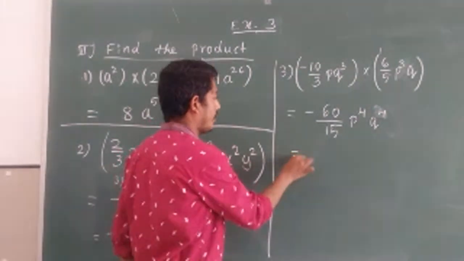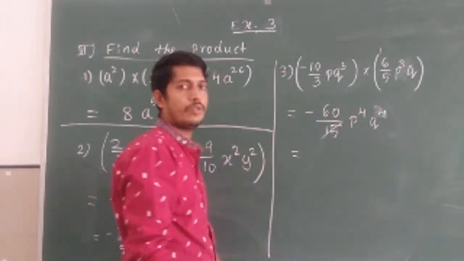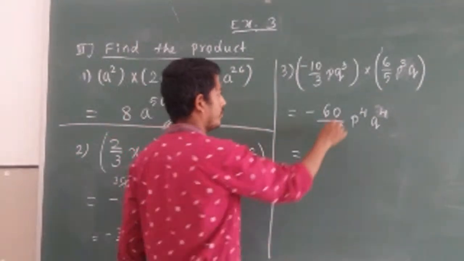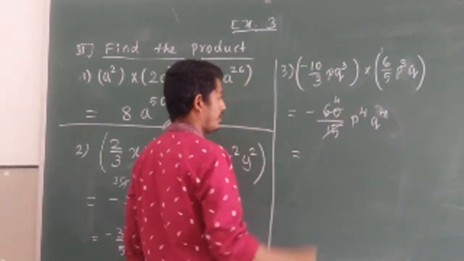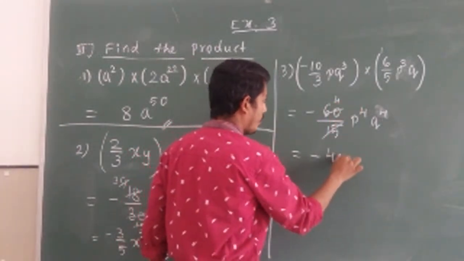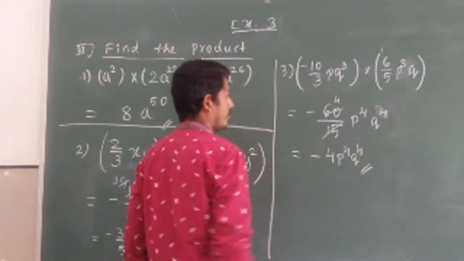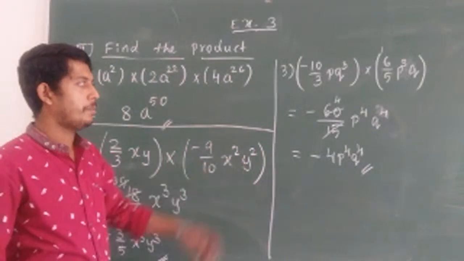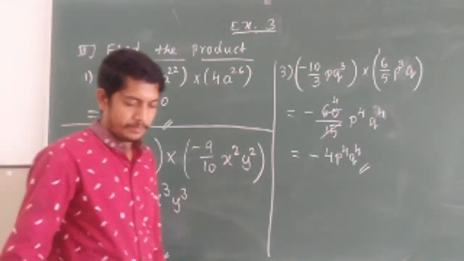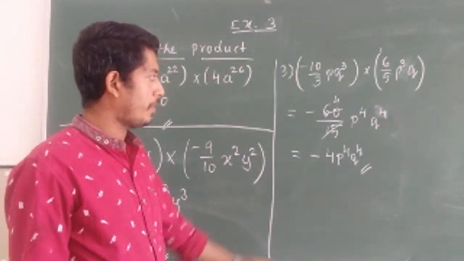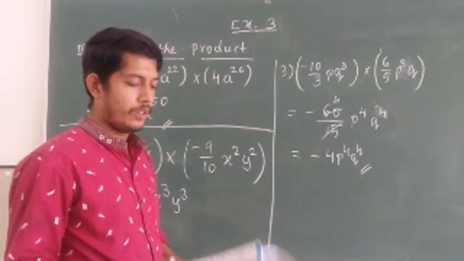Then next step, 15 4s are 60, so we'll cancel. It becomes minus 4 p raised to 4 q raised to 4. Just look at that step. So minus 4 p raised to 4 q raised to 4.